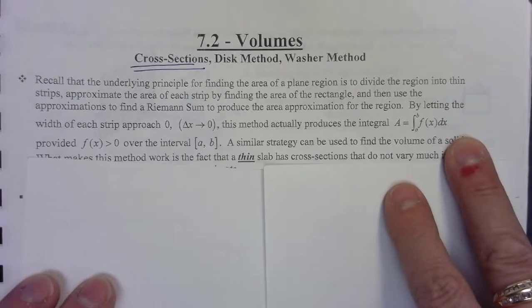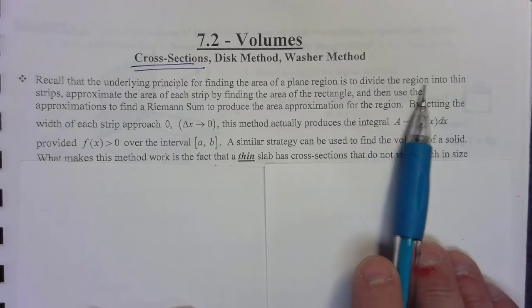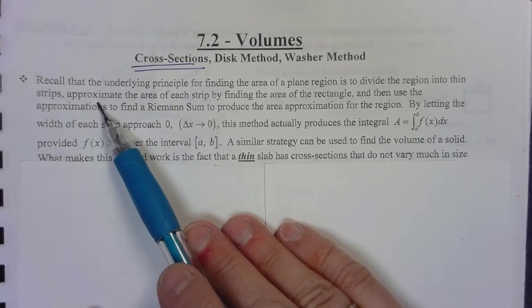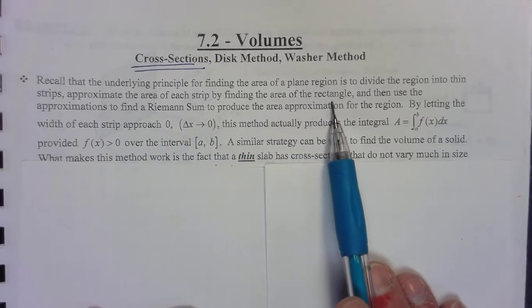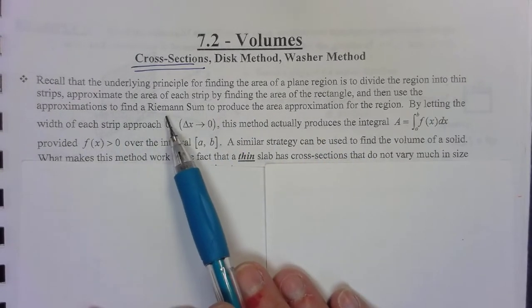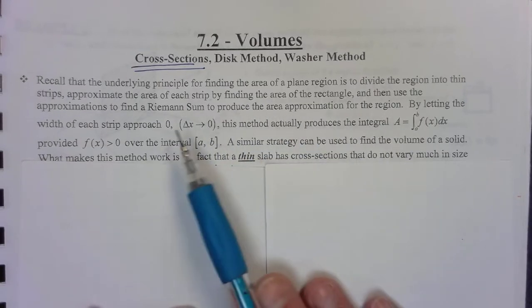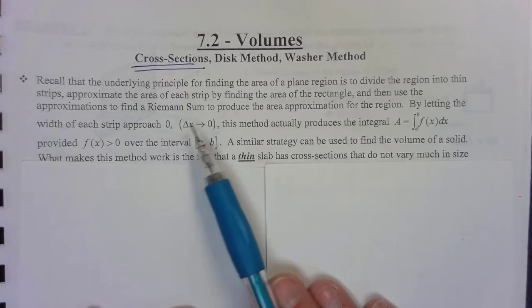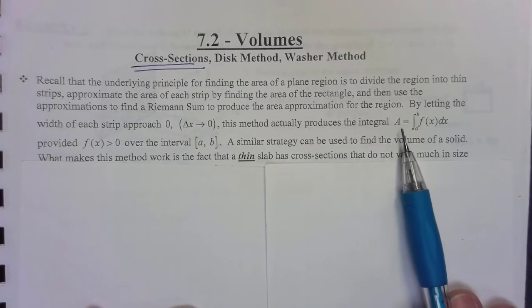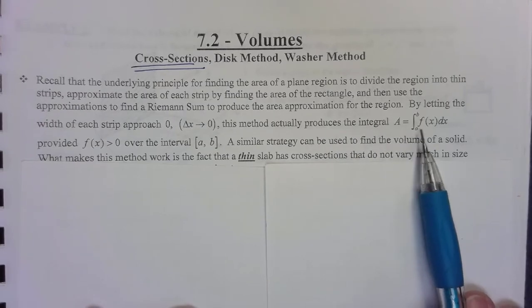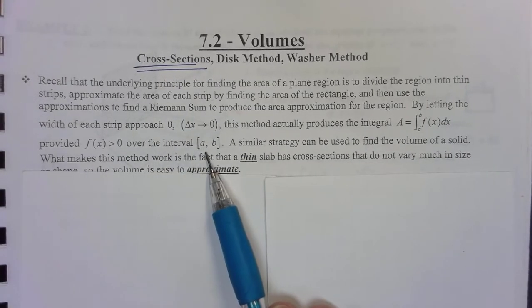Now recall that the underlying principle for finding the area of a plane region is to divide the region into very thin strips, which we called the representative rectangle, and approximate the area of each strip by finding the area of the rectangle, then use the approximations to find a Riemann sum to produce the approximate area for the region. Now by letting the width of each strip approach 0, in other words, delta x goes to 0, this method actually produces the integral. Area is the integral from a to b of f of x dx, provided f of x is positive over that interval, the closed interval a to b.